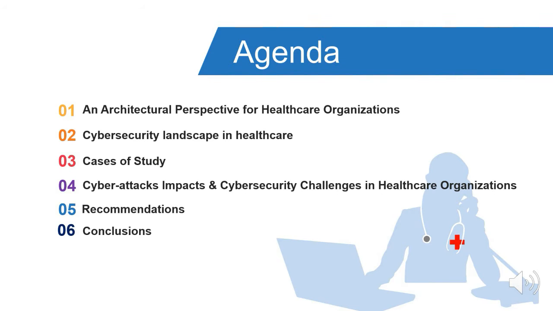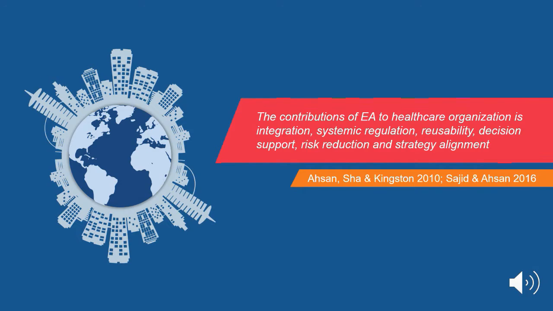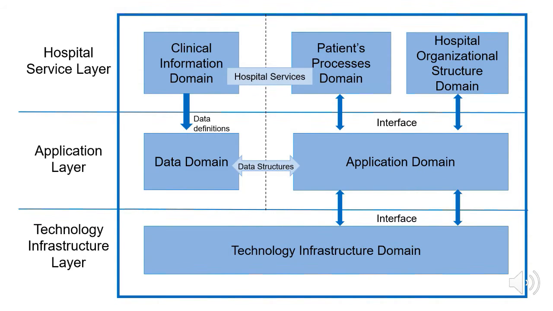We organize our presentation into 6 parts. The first part is an architectural perspective for healthcare organizations. To meet the technological complexity and capabilities of healthcare organizations, a broad view of the organization is needed. Exactly, EA can be a tool to help organizations to integrate their IT resources and medical services effectively. This is our as-is architecture, which is a TOGAF-based EA using Archimate.